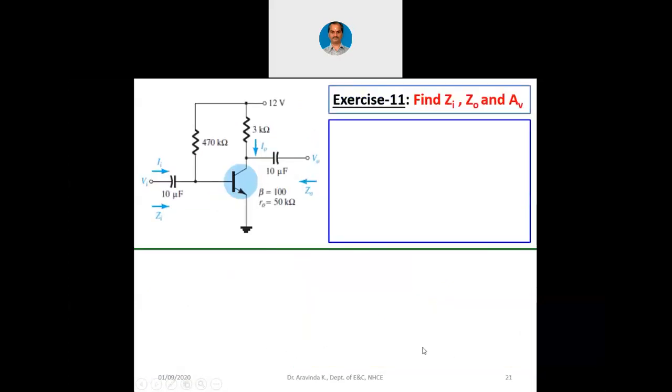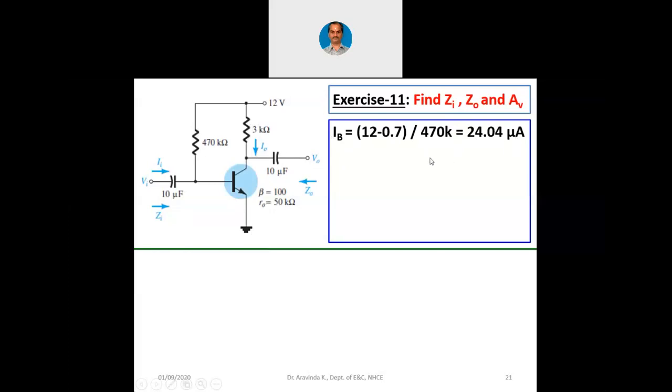Let me have a quick exercise now. For this particular circuit, find Zi, Zo and AV. So, let us apply the formula. We have to find out re first. For that, we have to find out IB first. Please recall the DC analysis. IB is nothing but VCC minus VBE divided by RB. 12 minus 0.7 divided by 470K, that is 24.04 microamps.